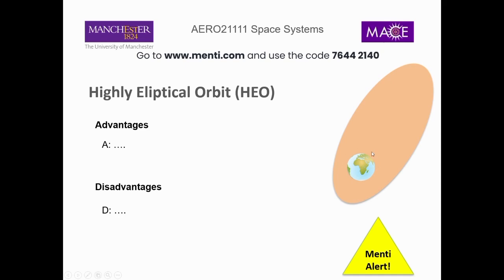The difficulty is it's quite hard to design a payload or a camera that can work really well close up and far away. So generally speaking, what you end up with is something that works at one point of the orbit and then is useless for a good chunk of the orbit.